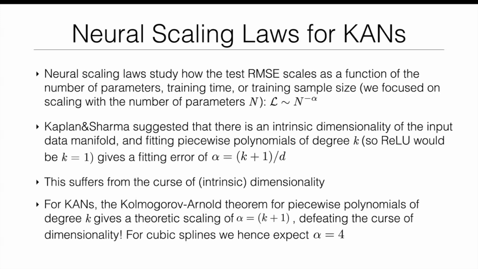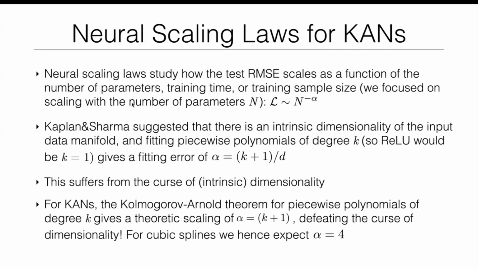Good. So the next property I want to discuss are neural scaling laws for KANs. What we mean by neural scaling laws is we study how the test error behaves as a function of, typically people study 3 axes, the number of parameters of your neural network, the training time of your neural network, or the size of the training data set for your neural network. And you see that essentially the error goes down like a power law n to the minus alpha if you optimize along one of these axes.